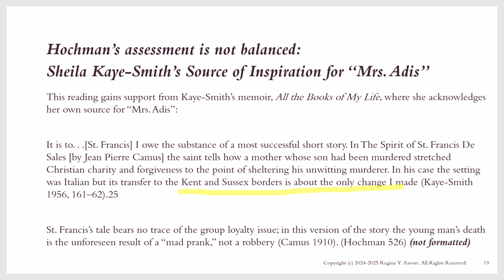If you're going to suggest that Larsen's explanation is not a sound one and that she's just reaching for some sort of racial identification, then you need to say the same thing about Sheila K. Smith. If folklore has no merit for Larsen, then it doesn't have any merit for Sheila K. Smith as well. So that's why I say it's not balanced.